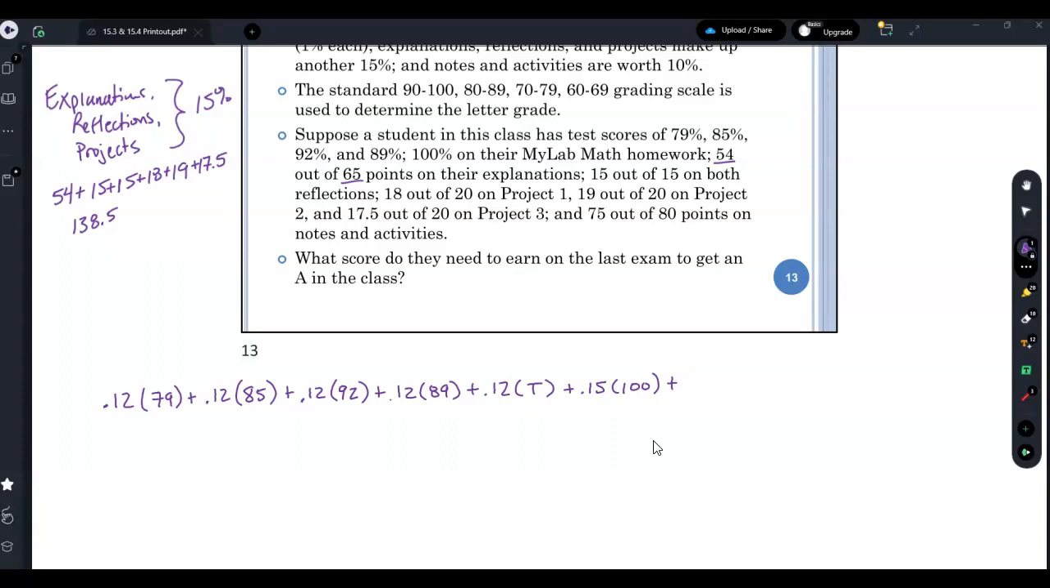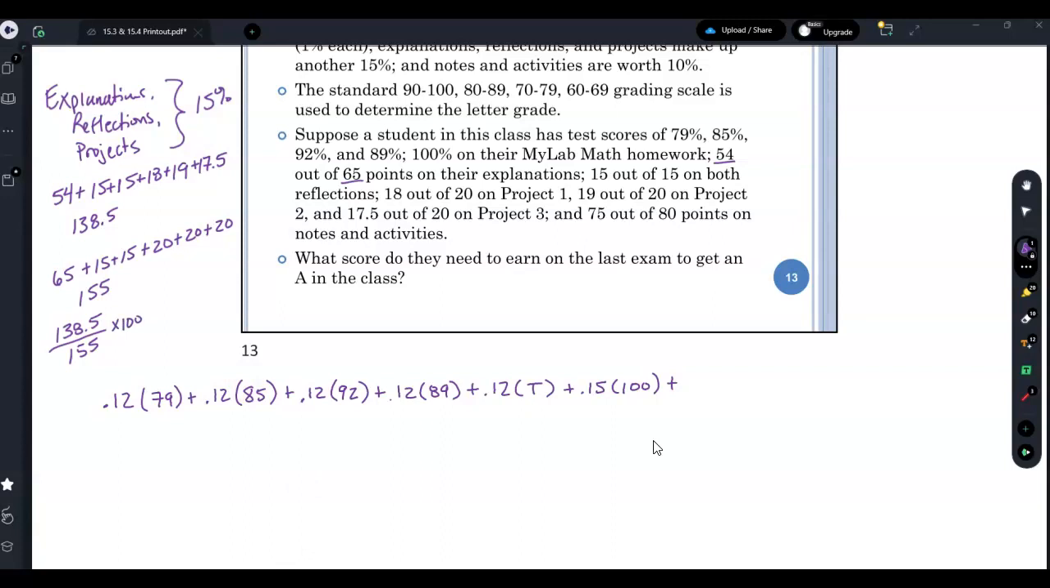It said here 54 out of 65 points on explanations, so there were 65 points possible. Each reflection is worth 15 points, so that's still 15 plus 15. But each of the 3 projects was worth 20 points, so that's 20 plus 20 plus 20. If I add up all the possible points for explanations, reflections, and projects, then I'm going to get 155. So this means that this student has gotten 138.5 out of 155 points. And so we could simply divide that and then multiply by 100 to change it to a percent.